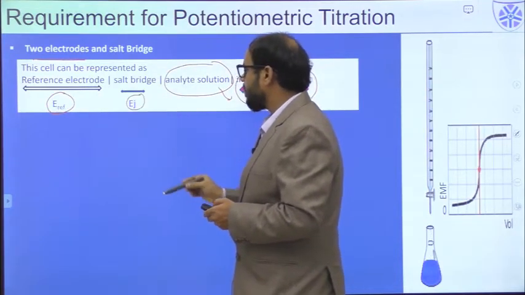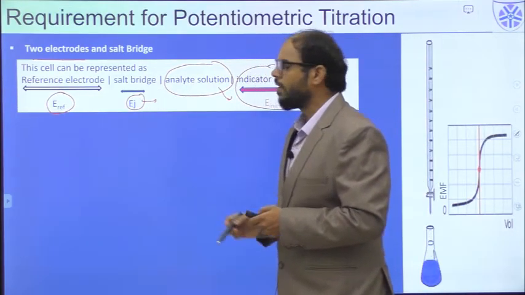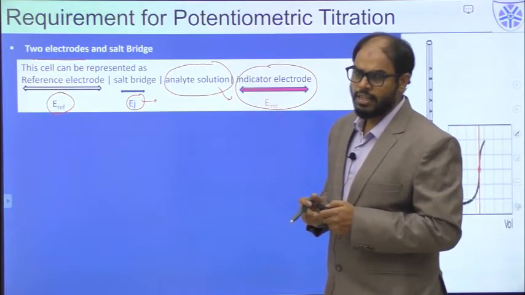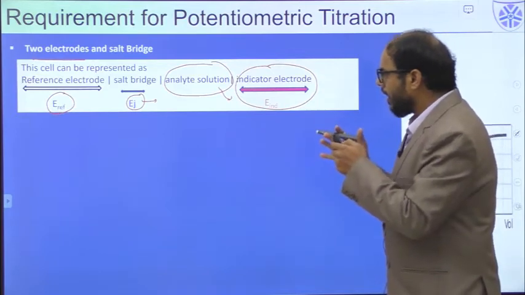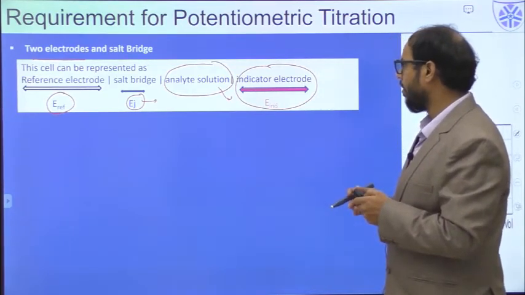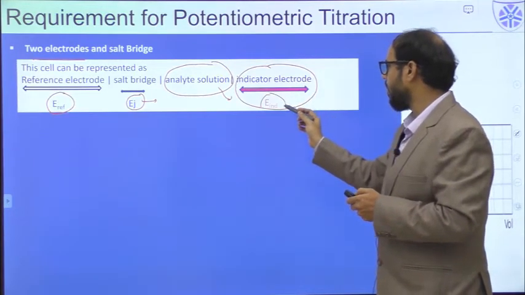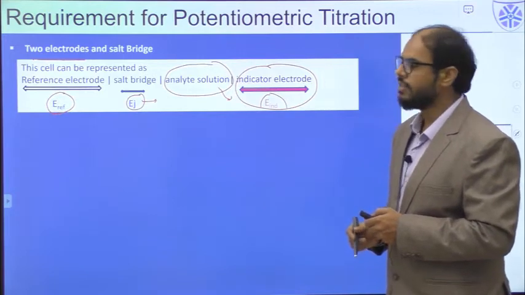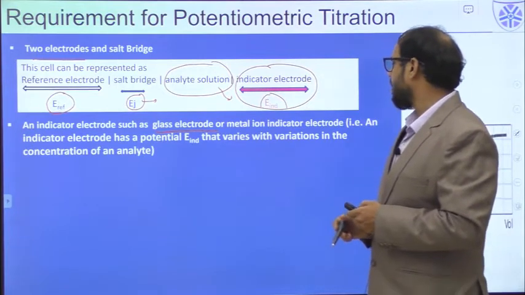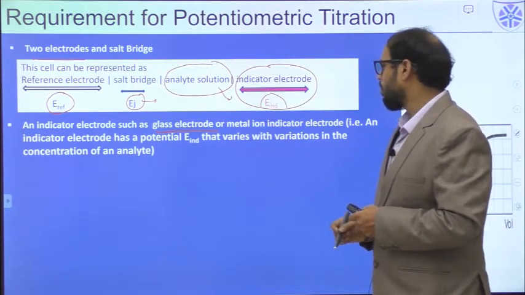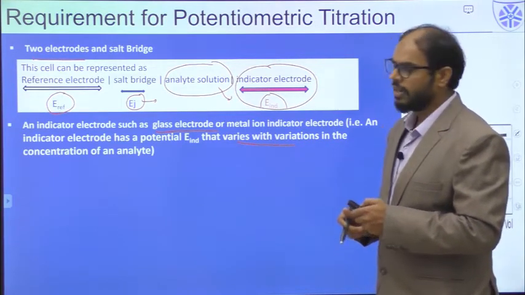The salt bridge develops a junction potential, and this junction potential is very negligible, and it can be eliminated in our calculation. We have got a potential from a reference electrode, and a potential from an indicator electrode whose potential changes as the concentration of the analyte changes. Basically, the indicator electrode is a glass electrode or a metal ion electrode whose potential varies with the concentration of the analyte, as told clearly.